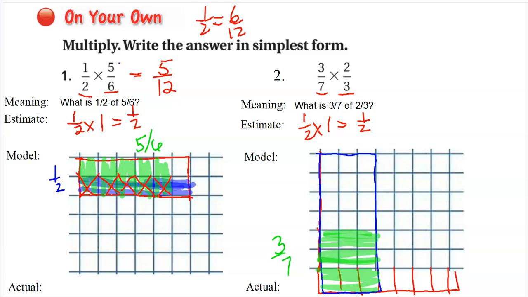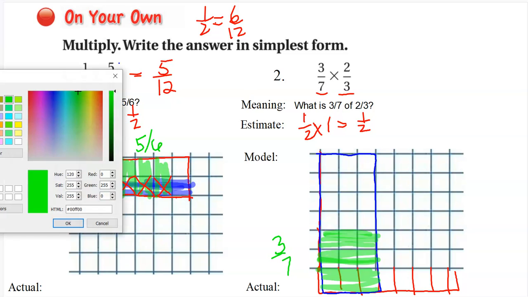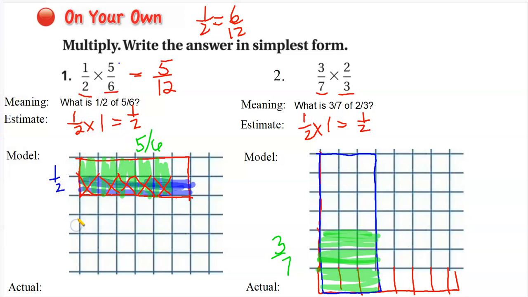and now I need to do the columns, and I need to highlight 2 out of those columns, 2 out of the 3 columns. So here, oops, highlighter, let's get a different color. Let's pick this kind of a purpley. Okay, so I got 1, 2. Now you can see that this is my 2/3.